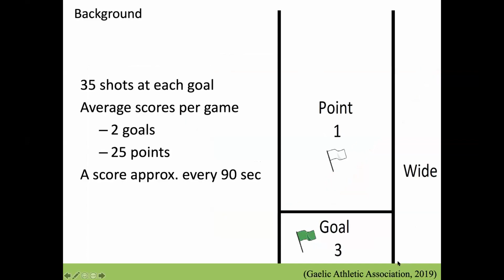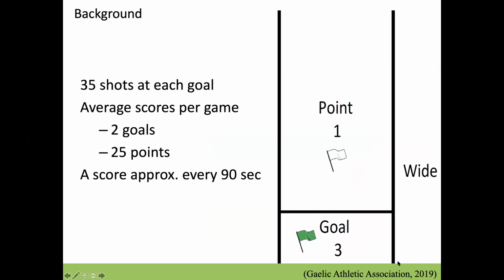So the aim of the game is to outscore the opposition. And you can do that by striking it through a goalpost. Now, the goalposts have a crossbar like in rugby, but the crossbar is not as high. A goal is scored by striking the ball between the posts and under the crossbar for 3 points and over the crossbar for a point.